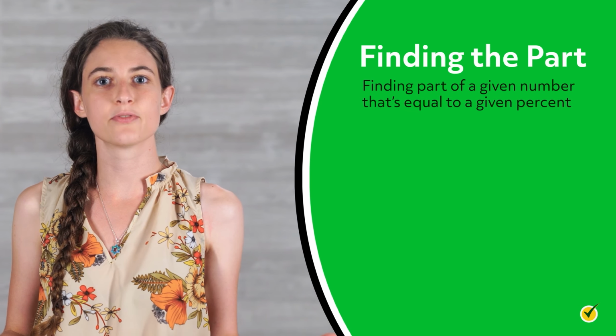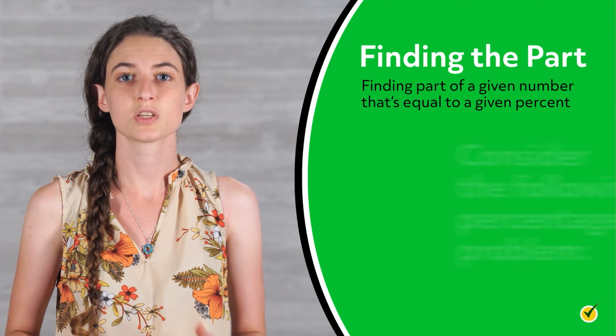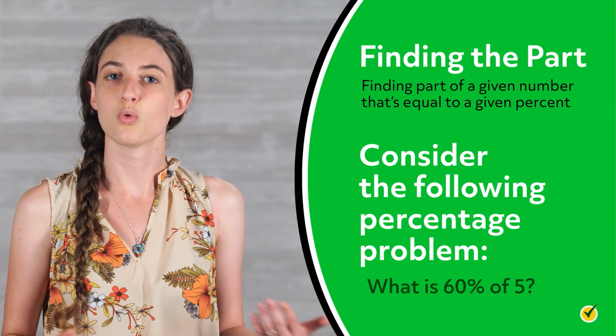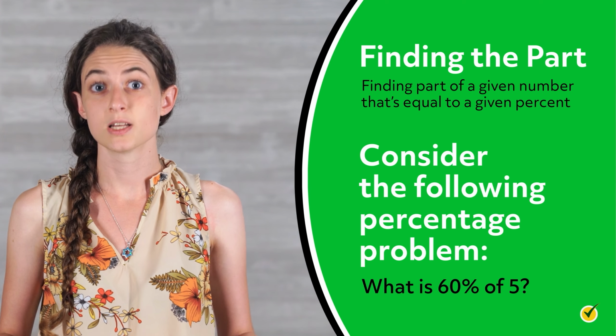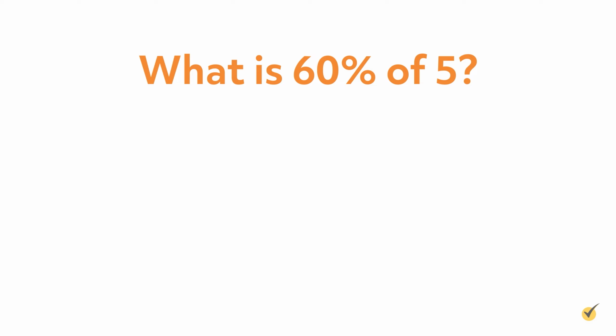The first problem type involves finding part of a given number that's equal to a given percent. Consider the following percentage problem. What is 60% of 5? To answer this question, we need to understand the information we are given in the problem. Let's look at each part of the word problem and translate it into an algebraic equation.